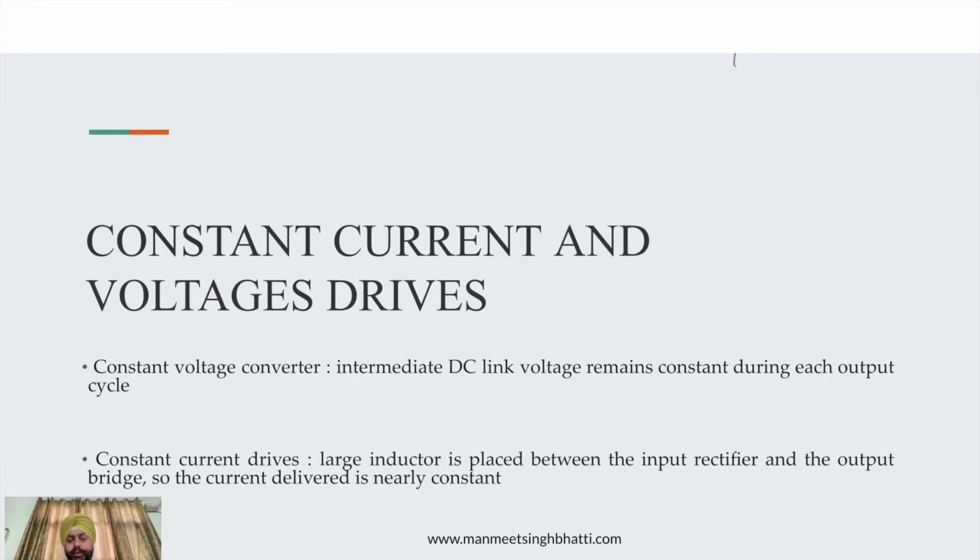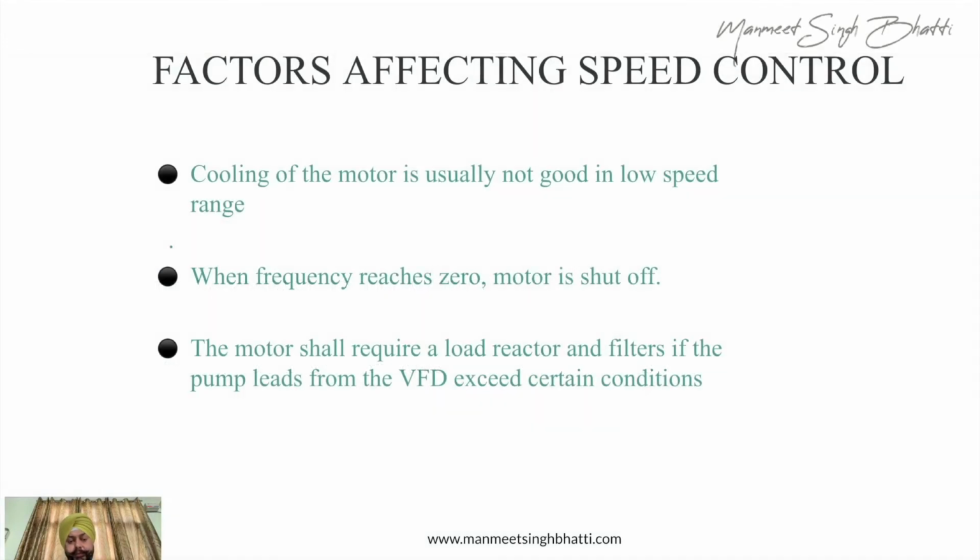Now, constant current and constant voltage drives. What we have seen is that most of the time the VFD switching is controlled, and we already have one DC link in between for smoothing of the curve. So you can control the voltage, and you can also control the current going out of that VFD. That way you are able to control the amount of power being fed to the motor. So that is the real control that you can get with VFDs.